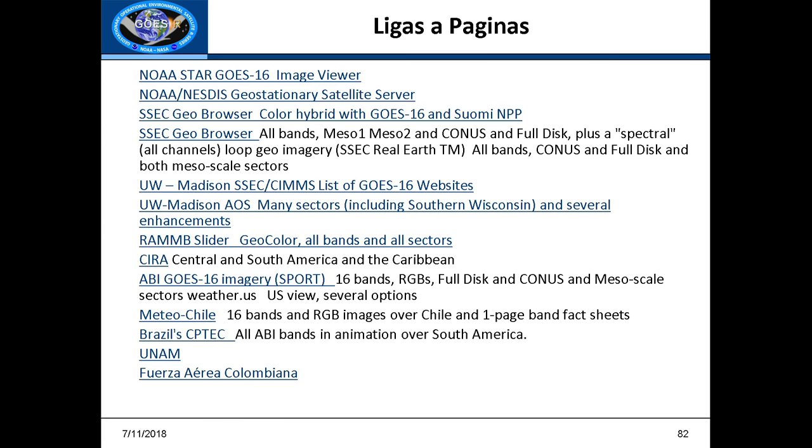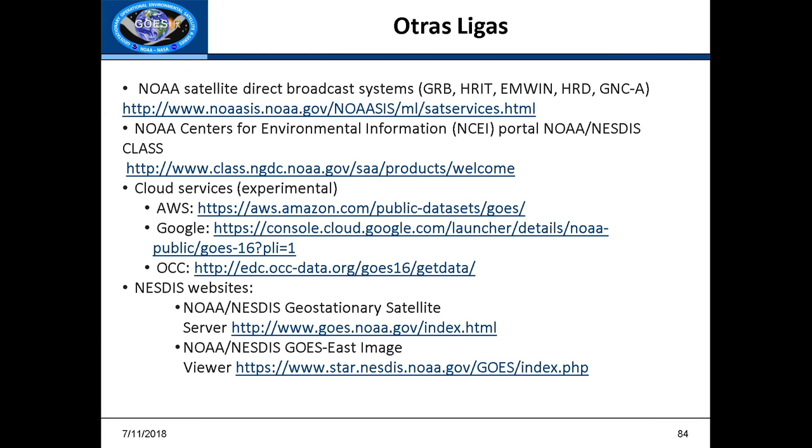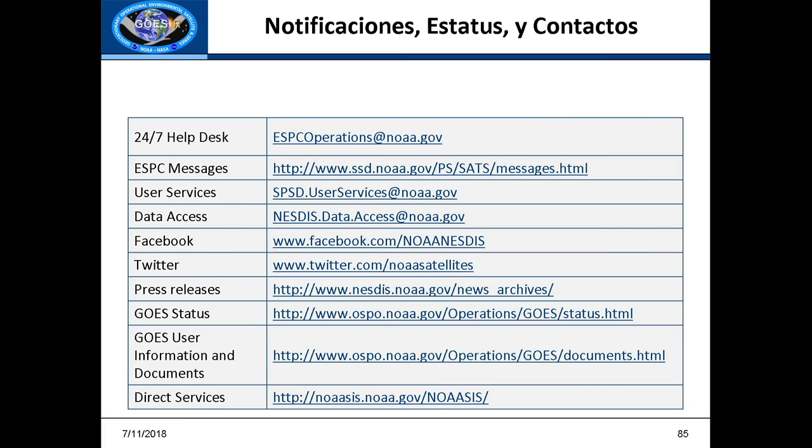So I've listed all these links so you can go and look at these websites and enjoy those. I've listed some other links as well where you can get additional information, including the Big Data Project. And again, our notifications. I'd really encourage you to subscribe to the ESPC help desk if you need that information, because ESPC stands for the Environmental Satellite Processing Center, and they issue all notifications of changes to our satellite constellations, product outages, things that GRB receivers need to know. But it's useful to other people as well.